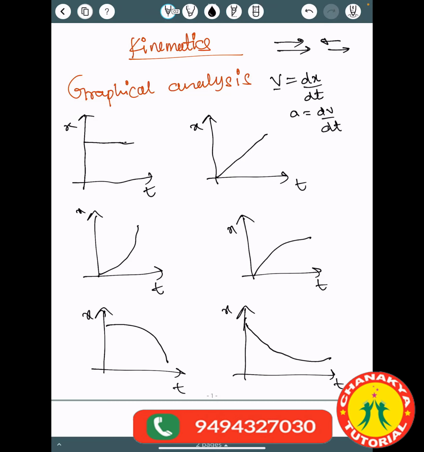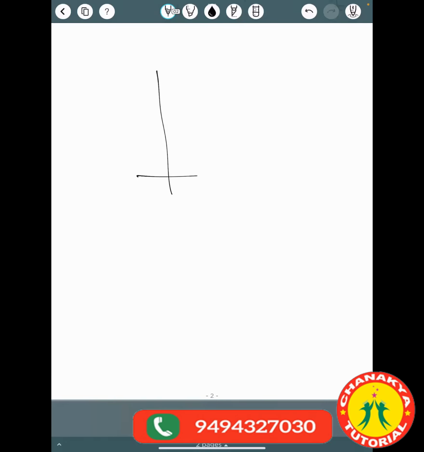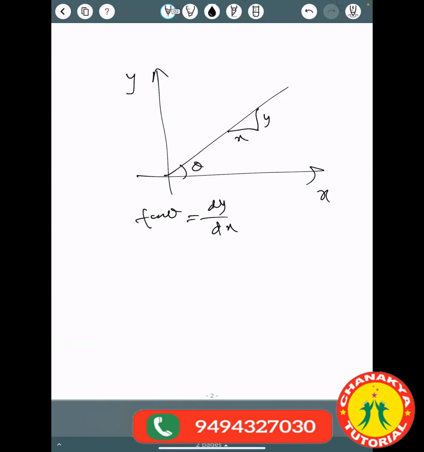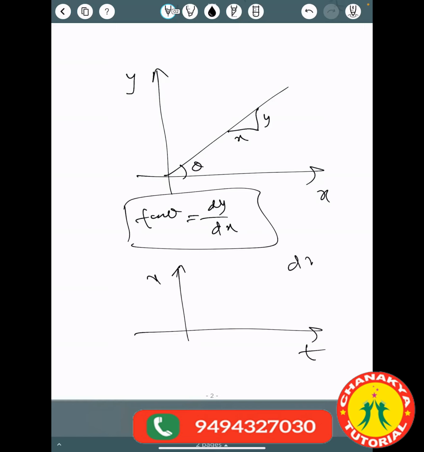Why? Because if I give x and y axes, you know that for any line the slope is given by dy by dx, which is nothing but tan theta, this angle theta. Now we are discussing the x versus time graph. So dx by dt is nothing but the slope, and that slope is nothing but velocity in the x-t graph. Any doubt here?